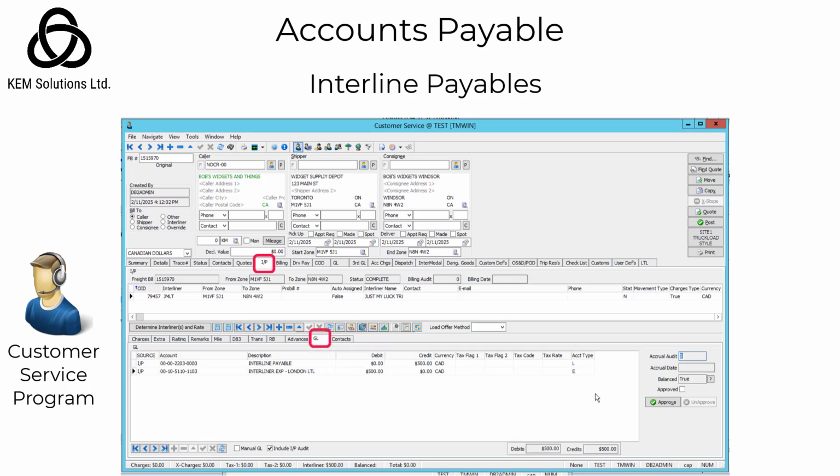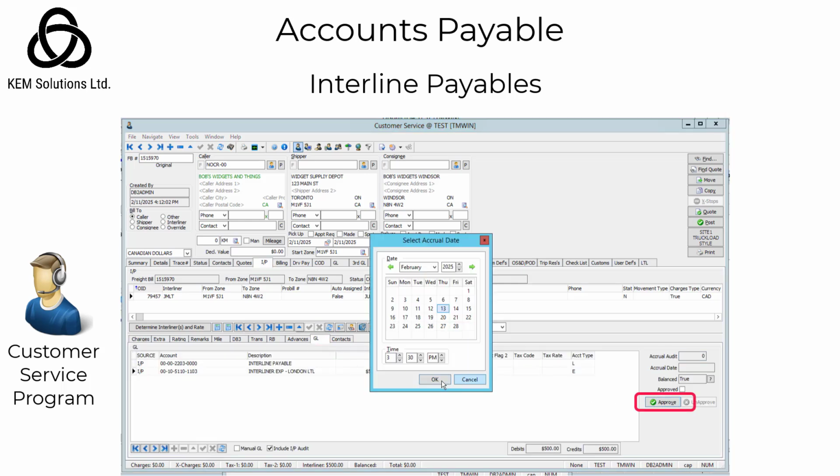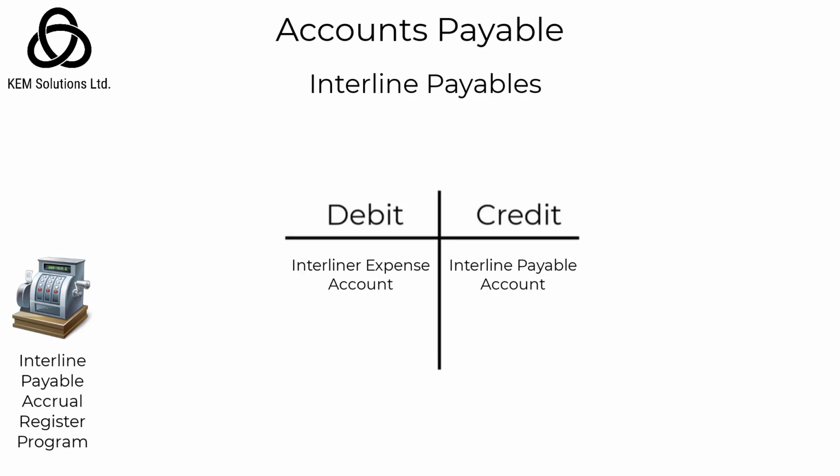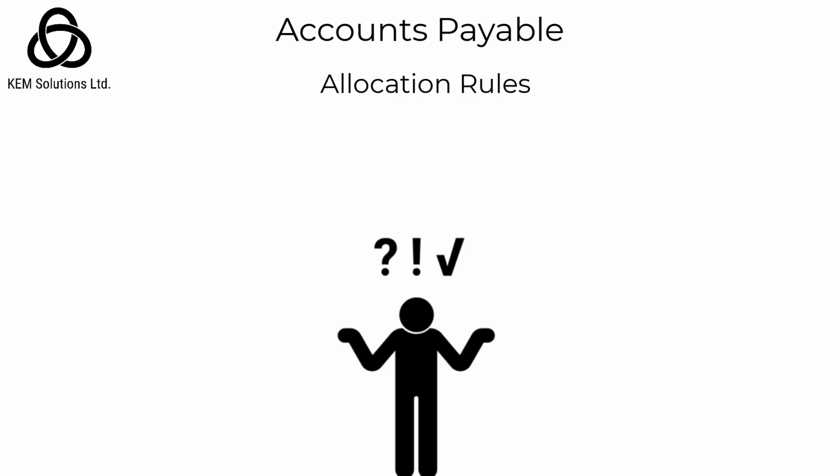Once the IP, interline payable, records are approved and posted through the interline accrual register, the system will credit your interline payable account and debit the corresponding expense accounts. How does the system know which accounts to post to?